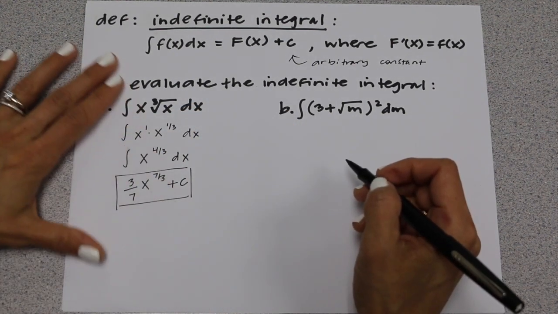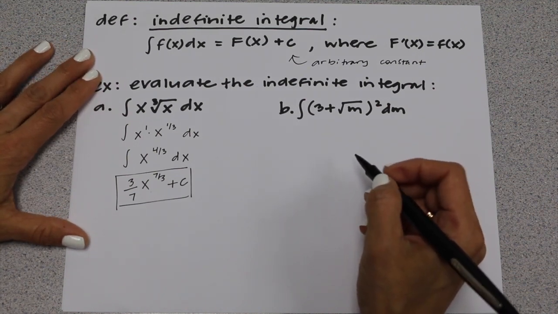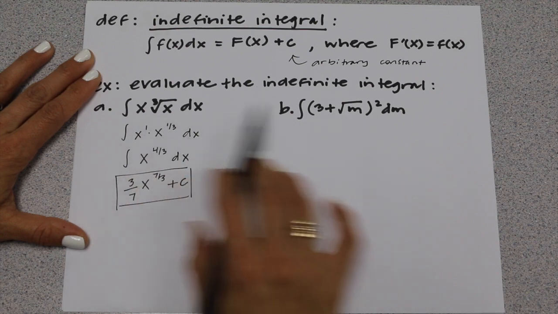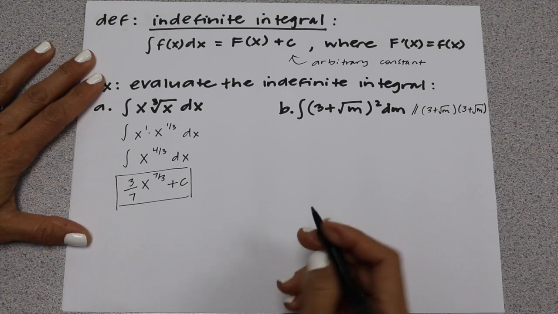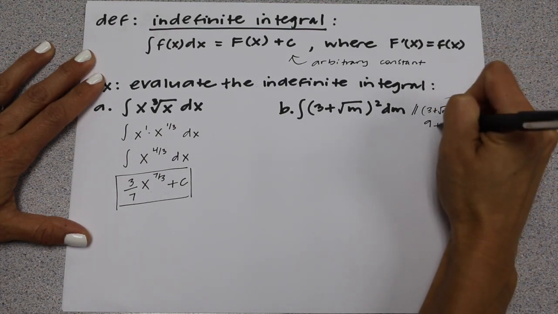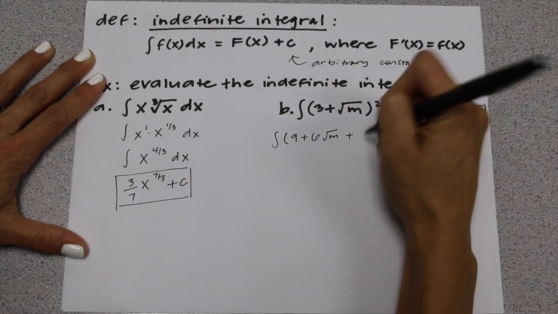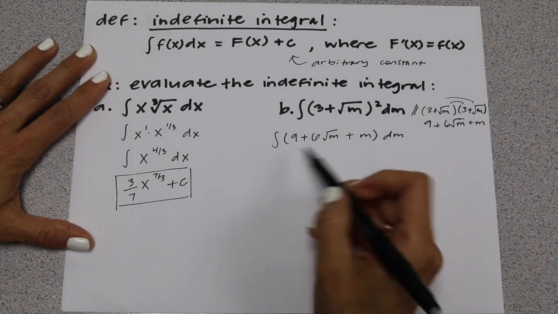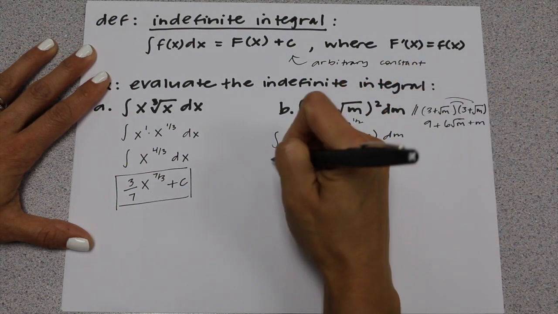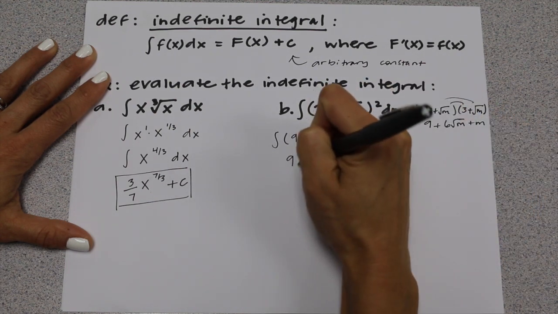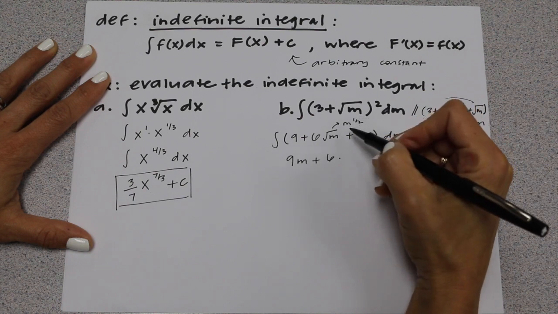Okay, for part B, we have the integral of the quantity 3 plus the square root of m, squared, dm. So similarly to this one, we want to manipulate first to get it ready to integrate. We're going to distribute this out, or FOIL. And we can integrate. Remember, this is just m to the 1/2. So when we integrate, we get 9m. I'm going to drop the 6 down. Then I'm going to work on just the m to the 1/2.